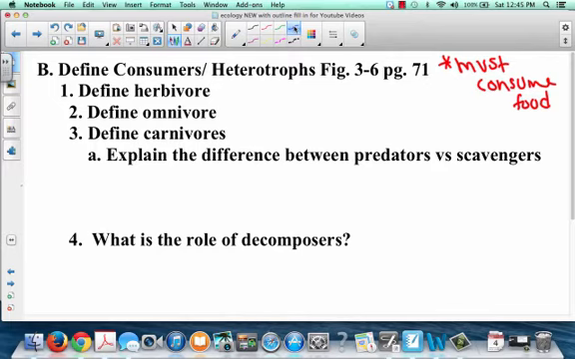All right, so these are words that you should know already, so we're just going to quickly go through these. You should know that herbivores are strict to eating plants or eating producers. An omnivore can eat both plants and animals.